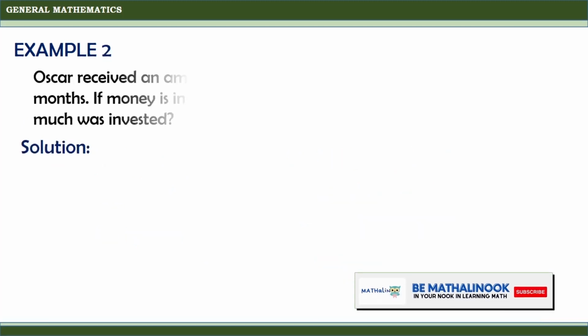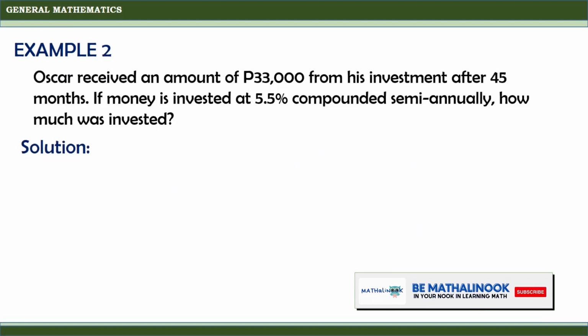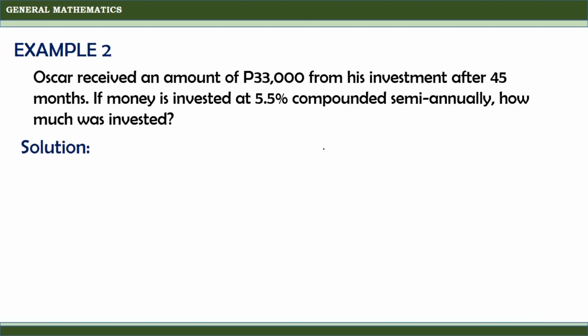Let us have another example. Oscar received an amount of 33,000 pesos from his investment after 45 months. If money is invested at 5.5% compounded semi-annually, how much was invested? Since we were asked how much was invested, it means that we need to solve for the present value or the principal. But what we need to do first is to list down our given.